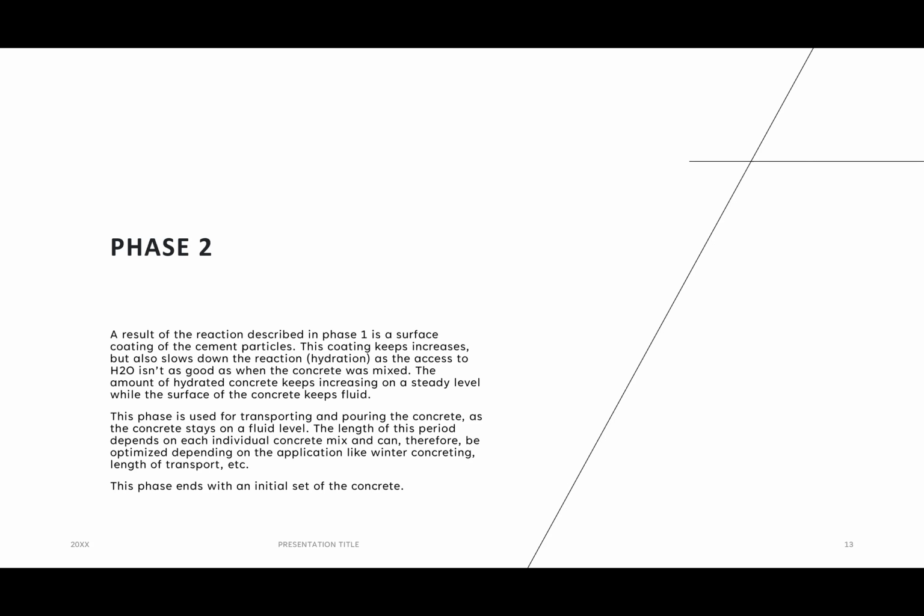This phase is used for transporting and pouring the concrete. As the concrete stays at a fluid level, the length of this period depends on each individual concrete mix and can, therefore, be optimized depending on the application, water, concrete, length of transportation, and more. This phase ends with the initial set of the concrete.